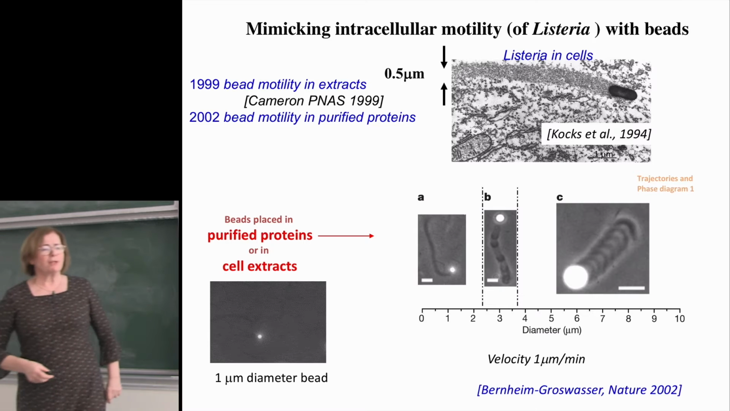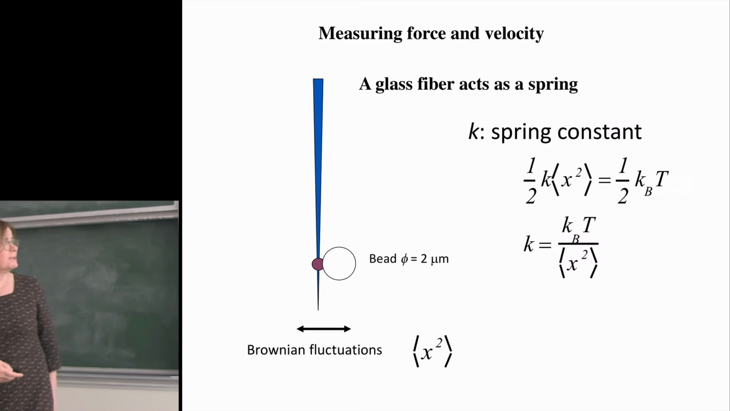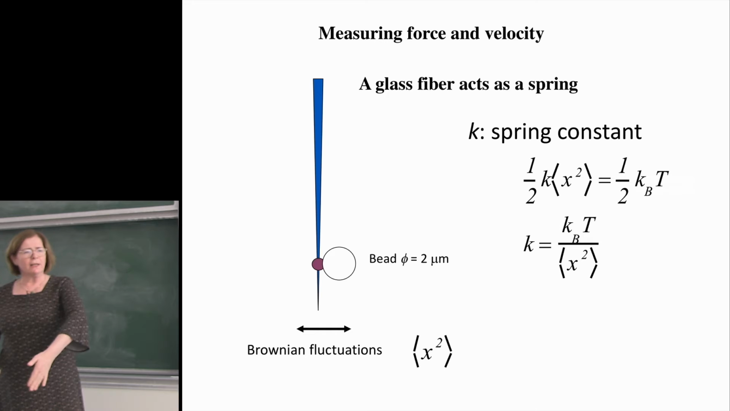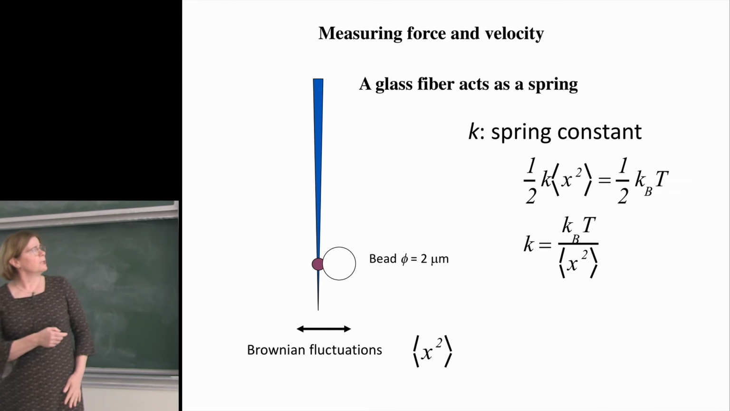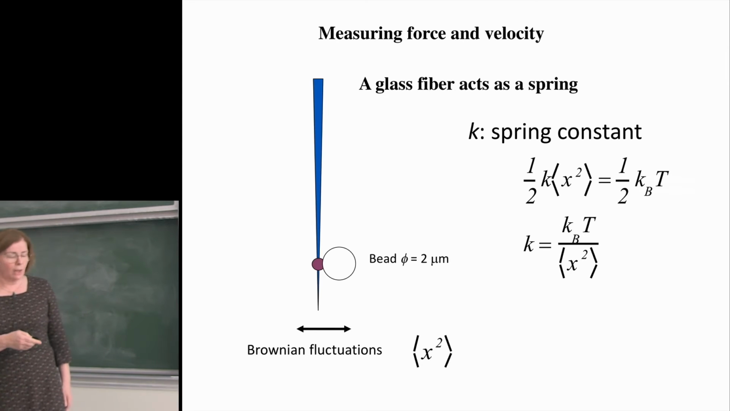So this is my first trajectory and my first phase diagram in one dimension. We can measure the force as a function of velocity by sticking our bead on a needle. This needle, because it's very thin, is animated by Brownian motion, by thermal motion. By writing that the elastic energy of these fluctuations equals the thermal energy, we end up with a spring constant that will allow us to measure the force on this bead system.